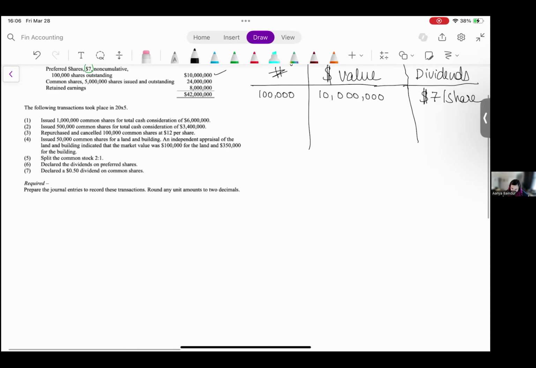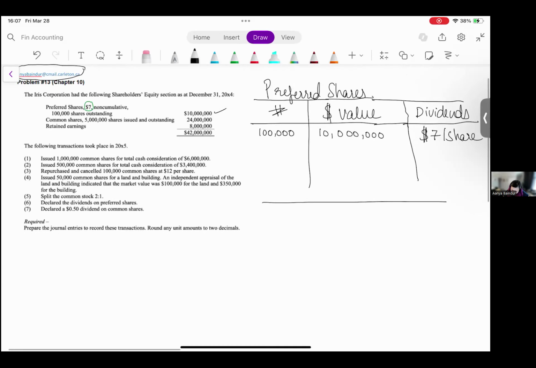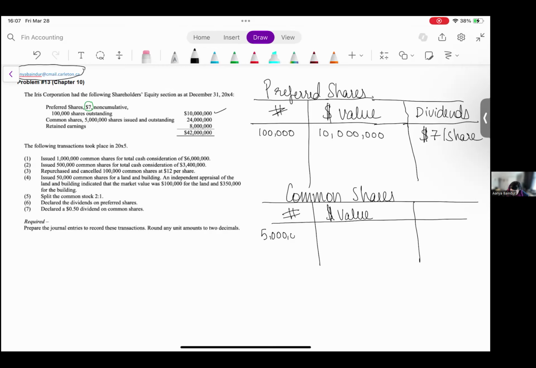Perfect. And we'll also keep track of common shares. So let's make a table for that too. Now the starting value for common shares, we are told 5 million of them have been issued. So let's put that figure down. And the value corresponding with that is 24 million.